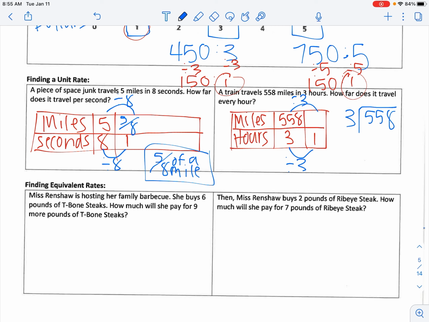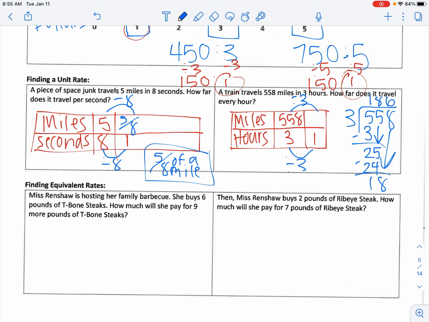Okay. 3 goes into 5 one time. 1 times 3 is 3. And then we have to subtract. 5 minus 3 is 2. And bring down your 5. How many times does 3 go into 25? Goes in 8 times. 8 times 3 is 24. 25 minus 24 is 1. Bring down your 8. And then how many times does 3 go into 18?